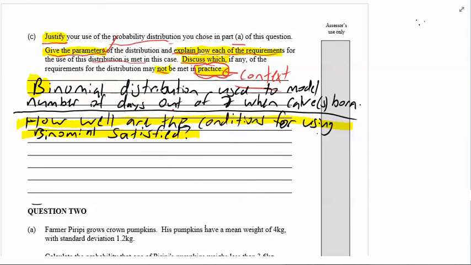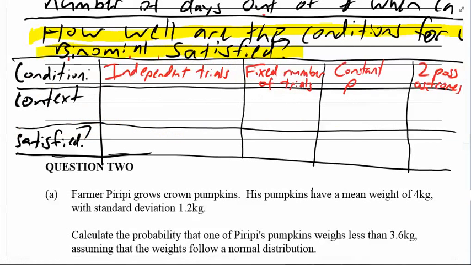How well are the conditions for using binomial satisfied? We need to start with that, and that's kind of our topic sentence. I've made a wee bit of a table here: independent trials, fixed number of trials, constant P, two possible outcomes. For each one I need to talk about the context, what it means in the context, and whether it's satisfied. I find that independent is often the hardest one to do, so start with the easiest one.